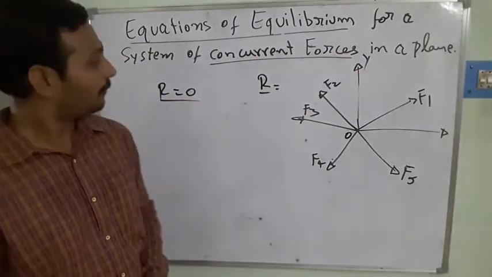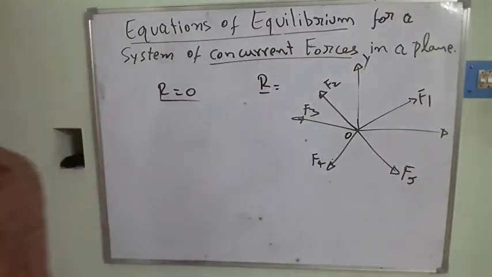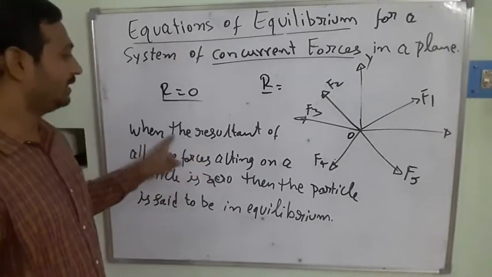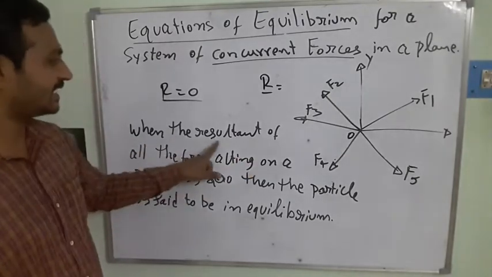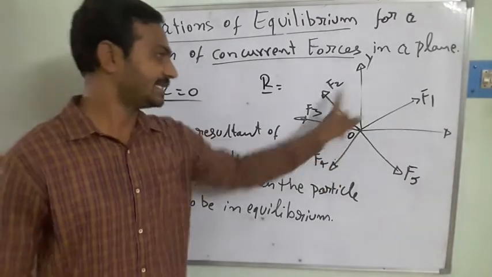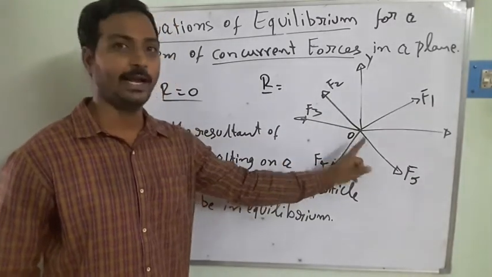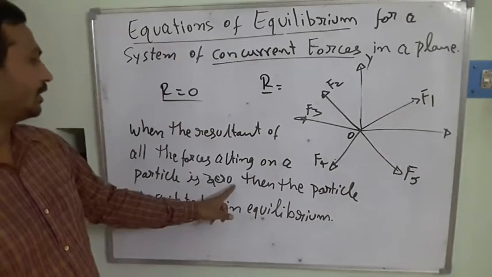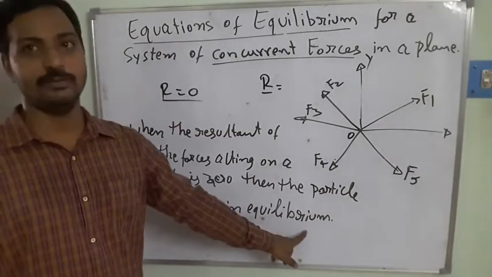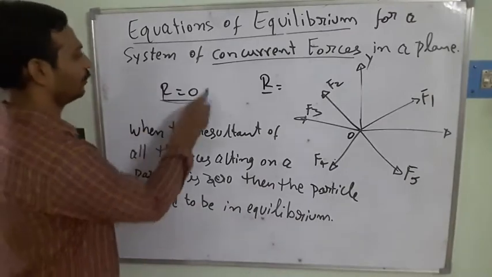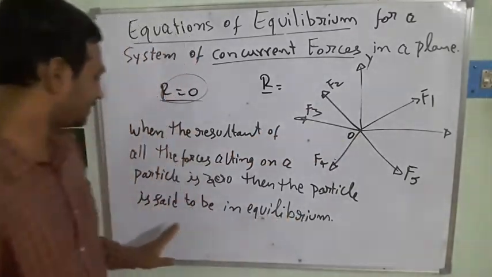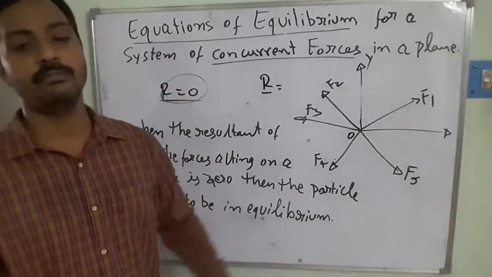So for this, we are going to give the definition. Here is the statement: when the resultant of all the forces acting on a particle at a point is 0, then the particle is said to be in equilibrium. The resultant force is 0 when all the forces are acting at a particle, and then the system is said to be in the equilibrium condition.